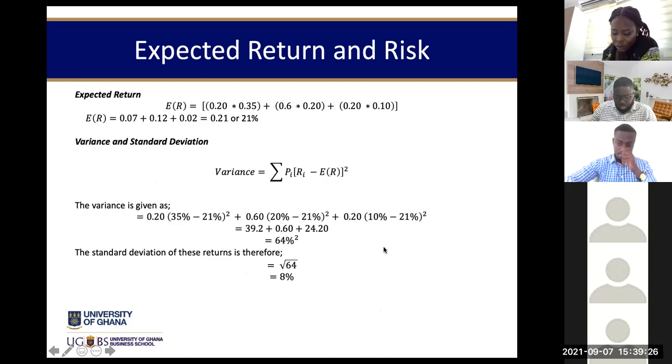Okay. Remember here, we don't divide by n minus 1. So you just add, what you get is the variance, and then you take the square root to get the standard deviation. Okay, you take the square root to get the standard deviation.